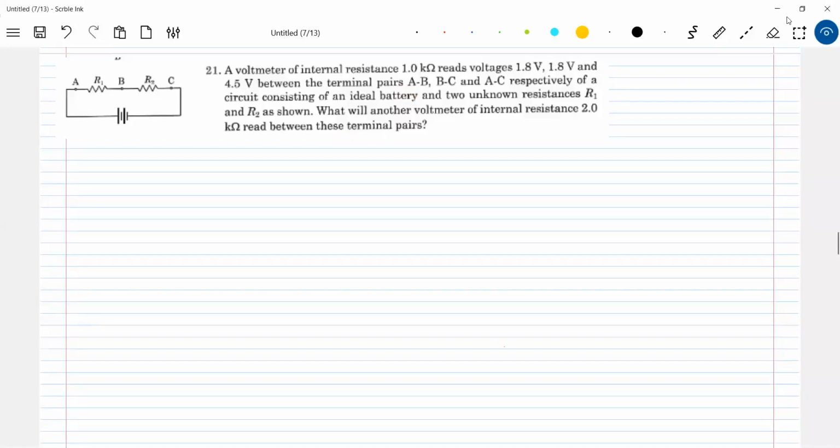The internal resistance of the voltmeter he has given how much? 1 kilo ohm. It is given for us. What will be the reading of the other one? So what all we don't know? We don't know the EMF, and we should also calculate R1 and R2. But try to notice this thing he has given. So let me go with the circuit.